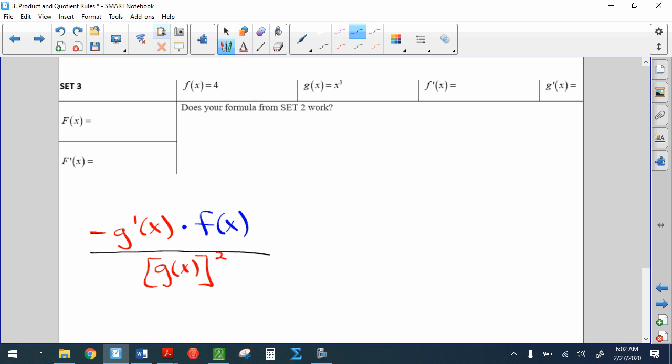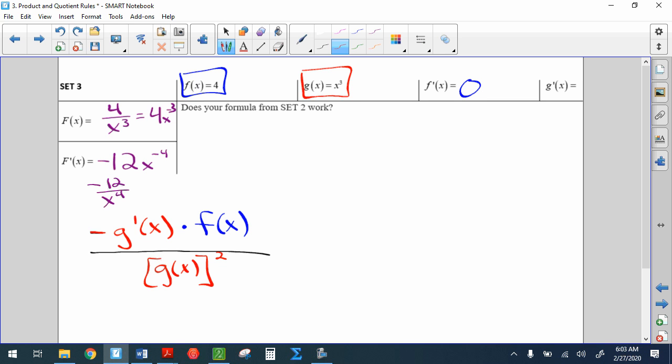And so I'm just adding a power here for the g of x, if you can see that. So now I'm doing 4 over x cubed. So that I don't make a mistake, I'm going to rewrite that as 4x to the negative 3. So F prime, capital F prime is negative 12 x to the negative 4, or negative 12 over x to the 4th. Derivative of 4 as my function f is still 0. Derivative of x to the 3rd is going to be 3x squared.